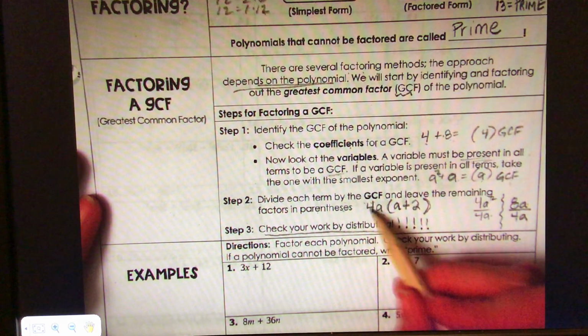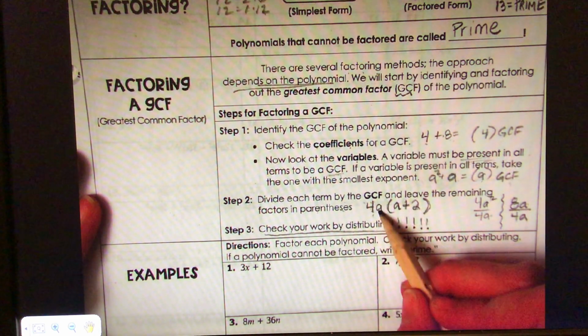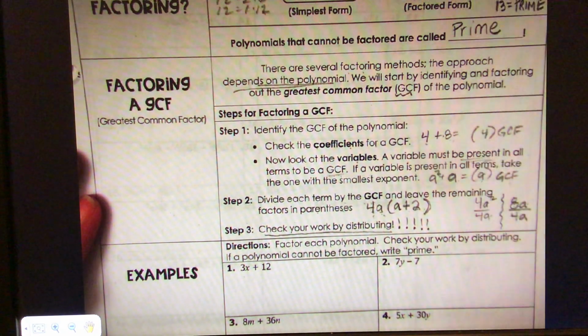Look back here. What's 4a times a? Well, 4a squared. What's 4a times 2? Well, 8a, and that is our simplest form back there. So let's do a couple together.